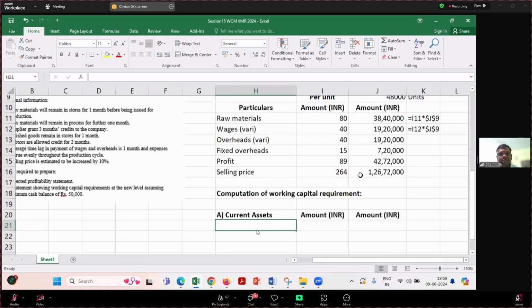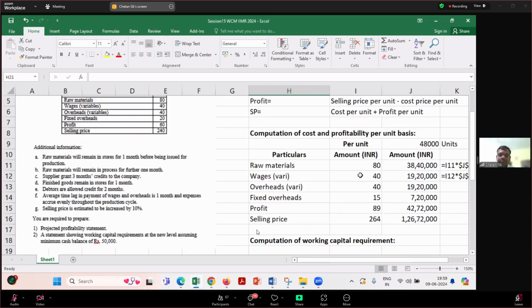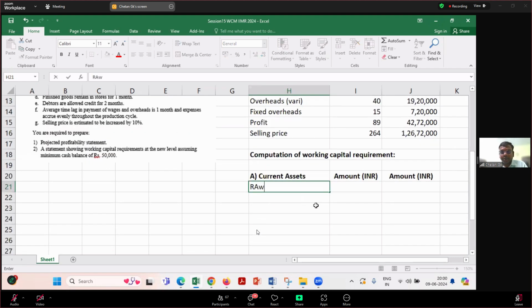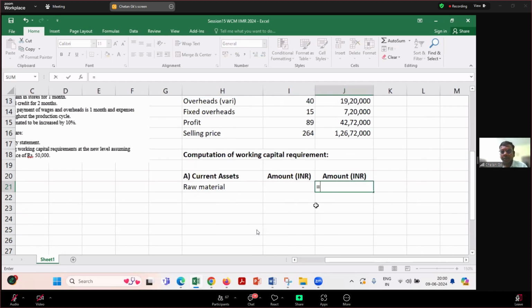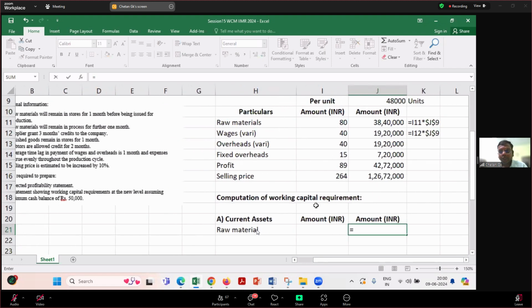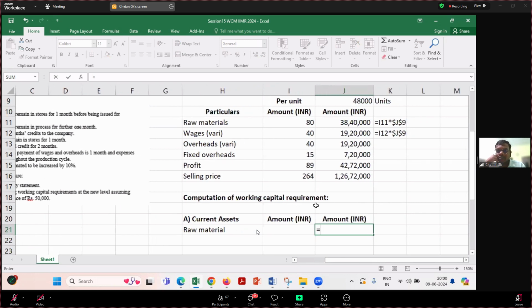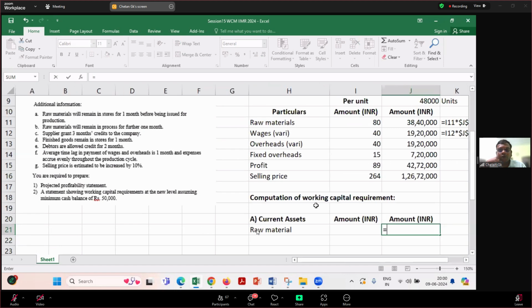Okay, so let us go to the first item now, from the additional information. Raw material will remain in the stores for 1 month before being used for production. So raw material, I'll write here, in the outer column. It will stay in the stores for 1 month. The complete raw material is 38 lakhs 40,000 for the entire year. For 1 month, how to compute is 1 by 12.